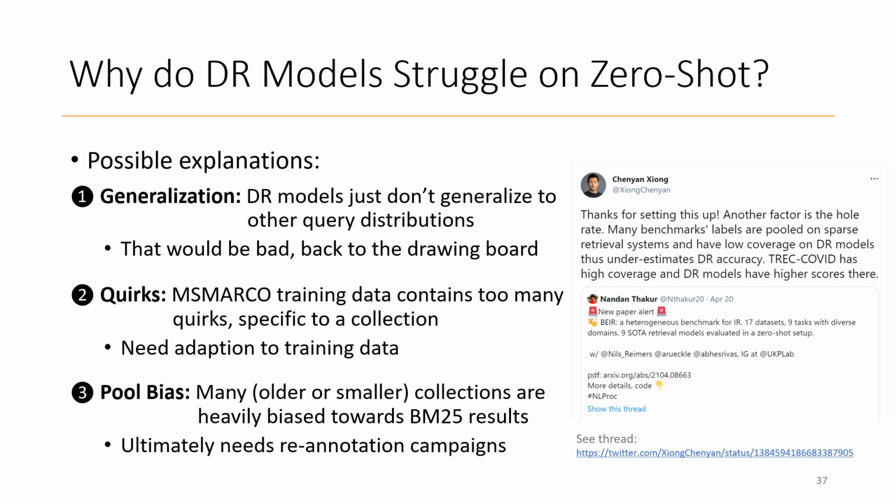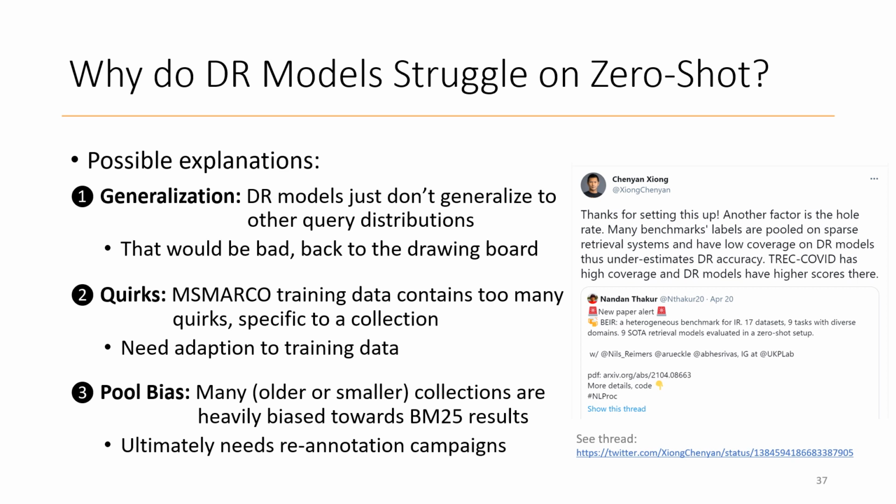That's one potential solution. Then the second one is that the training data we're using, such as MS MARCO, contains a lot of specific quirks about the training collection, and the models learn to overfit on those quirks, such as the position bias we looked at in an earlier lecture. And in this case, we would need adaptations to the training data or other training data to create dense retrieval models that are robust on zero-shot transfer.